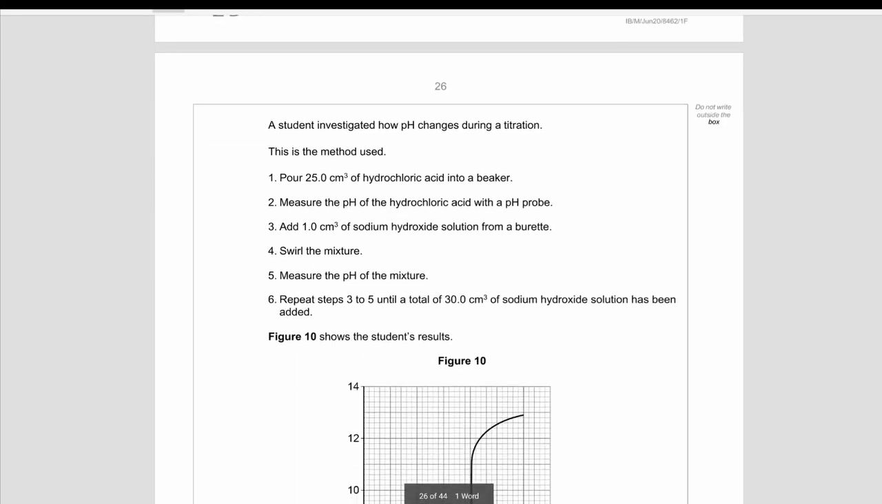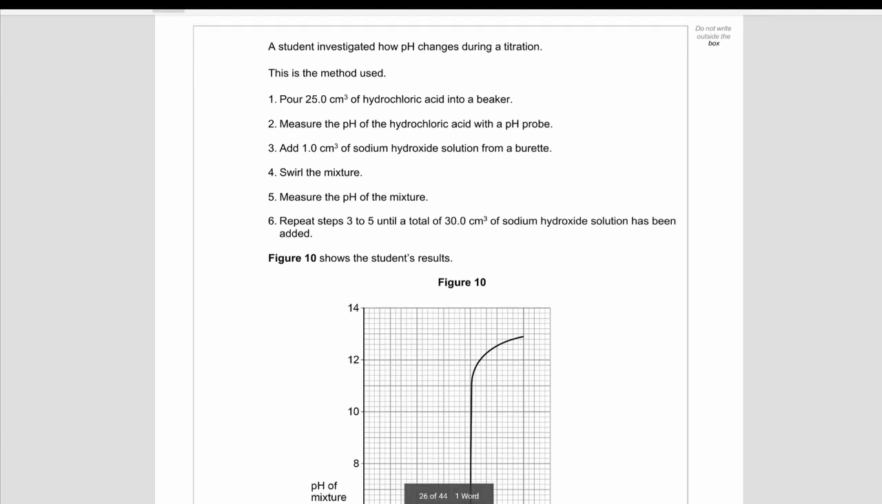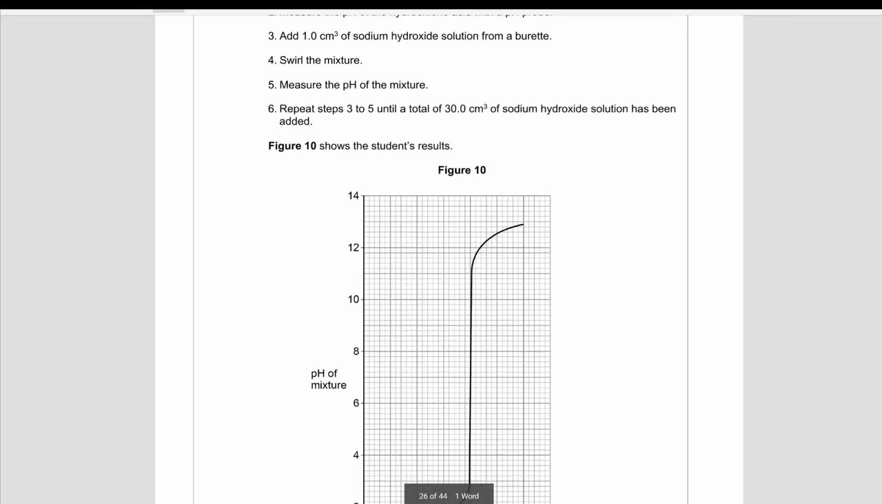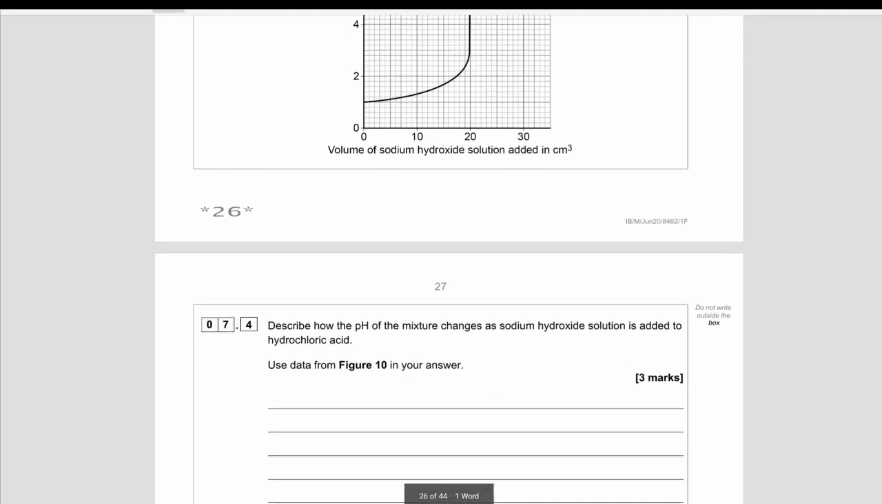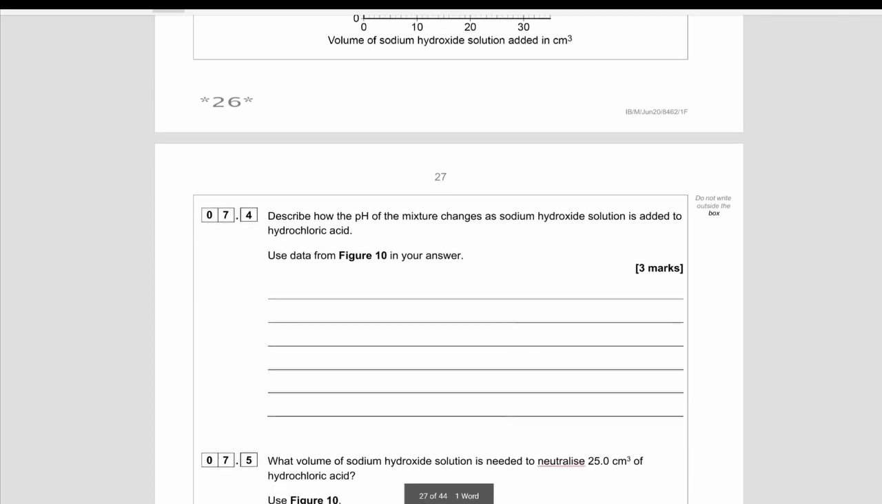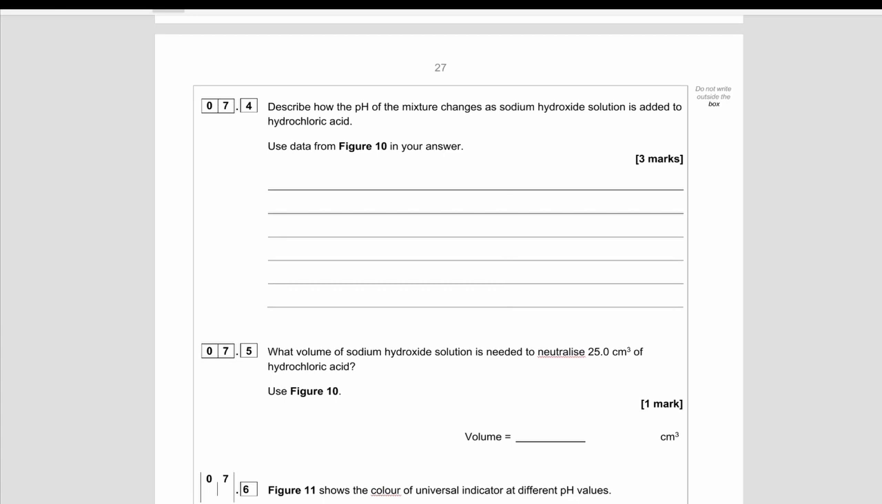Question number 7.4 is based on this description of a method that you can see here. It says a student investigated how pH changes during a titration. This is the method they use. Put 25 centimeters cubed of hydrochloric acid into a beaker, measure the pH of the hydrochloric acid with a pH probe, add 1 centimeter cubed of sodium hydroxide from a burette, swirl the mixture, measure the pH of the solution, and repeat steps 3 to 5 until a total of 30 centimeters cubed of sodium hydroxide solution has been added. It then shows you the results, and your question says, describe how the pH of the mixture changes as sodium hydroxide solution is added to the hydrochloric acid, and use data from figure 10 in your answer.